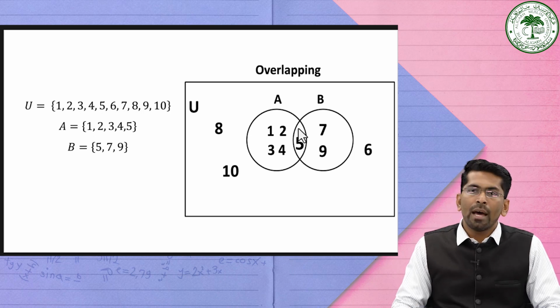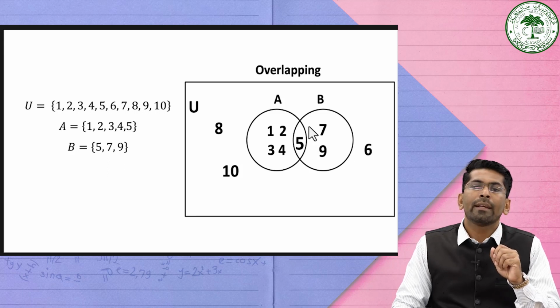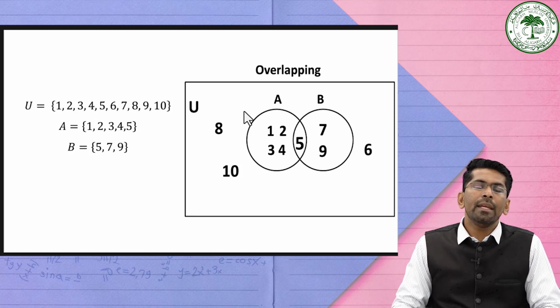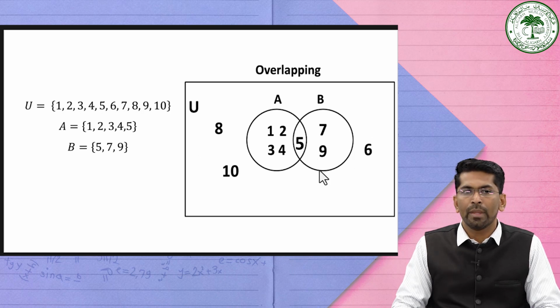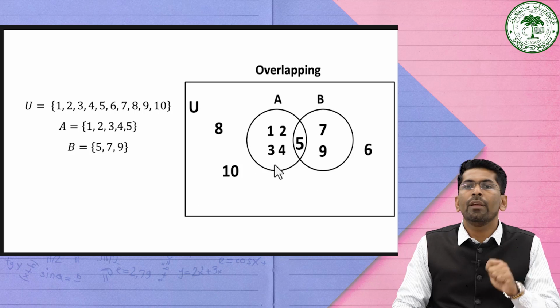So two sets are said to be intersecting or overlapping if they have at least one common element. In this case we have 5 as the common element, so they are considered overlapping sets. The remaining elements, which do not belong to set A or set B, come under the area of the rectangle and outside the circles. In this way we can represent the given universal set, set A and set B by using the Venn diagram.